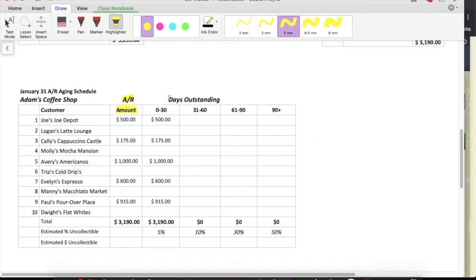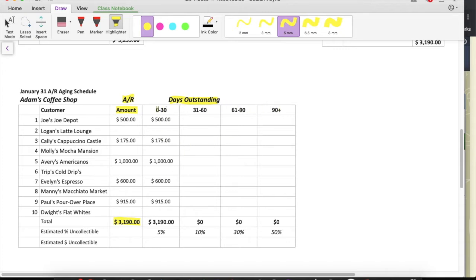Okay, up here at the top, days outstanding. These amounts have been outstanding between 0 and 30 days. If they purchased stuff from us January 1, now it's January 31, it's been 30 days. If they purchased stuff from us in the middle of the month, it hasn't quite been 30 days yet. And so I'm going to break out my total accounts receivable balance, $3,190 at the end of January, and I'm going to break it out by how old it is.